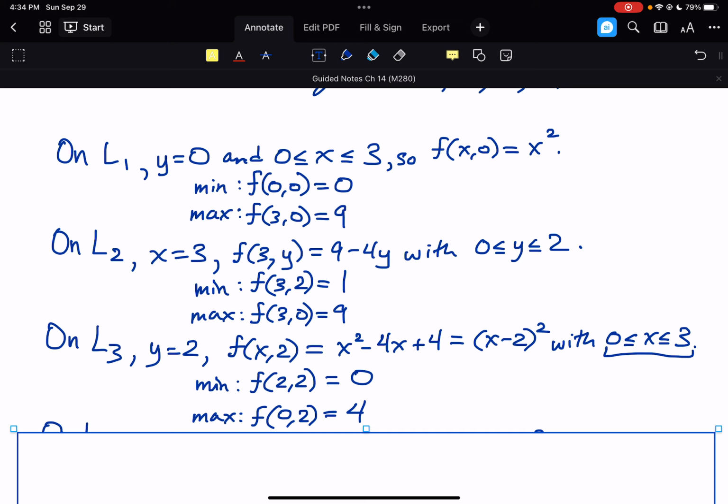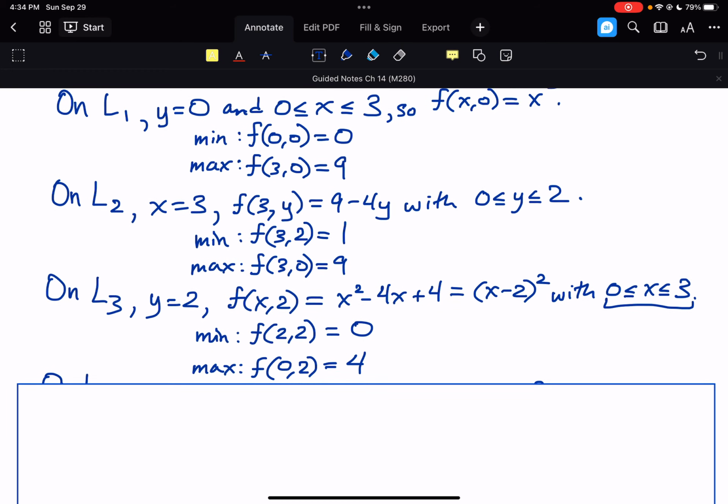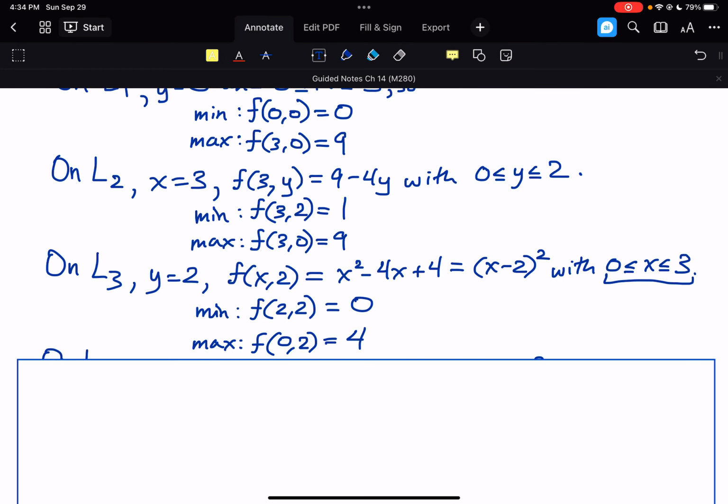So our minimum is at x equals 2, so 2, 2, with an output of 0. Our maximum is when x is 0, so we have 0, 2, which gives us an output of 4.